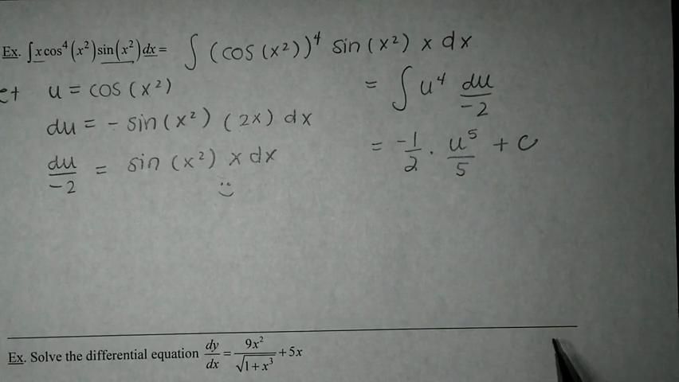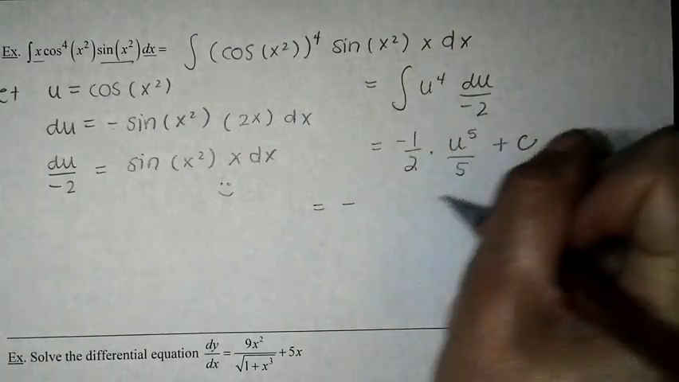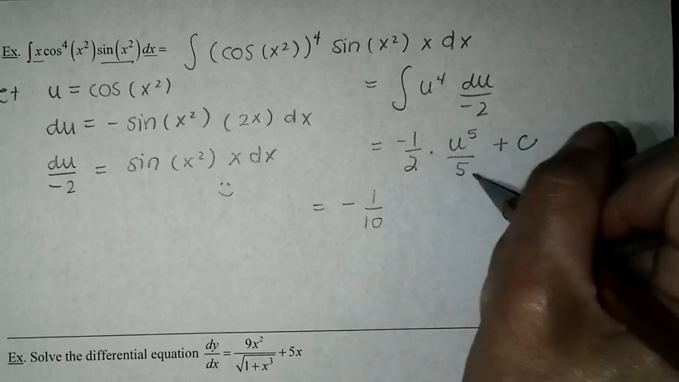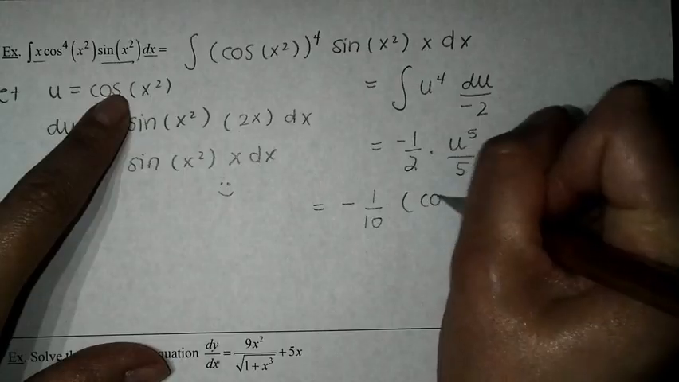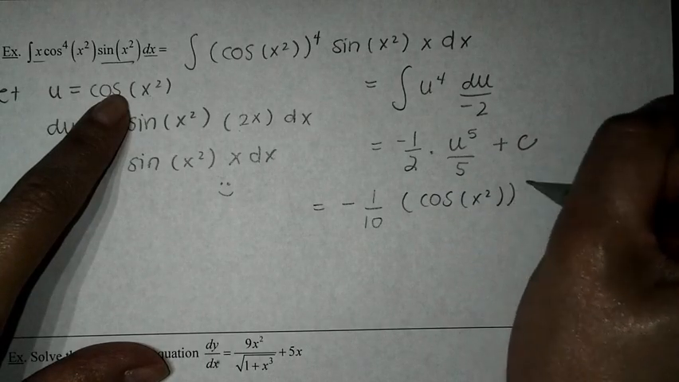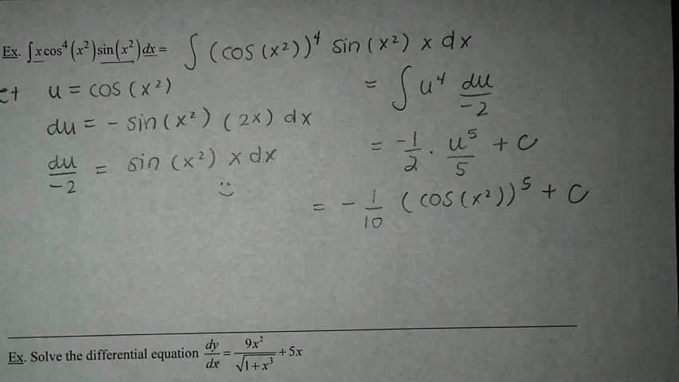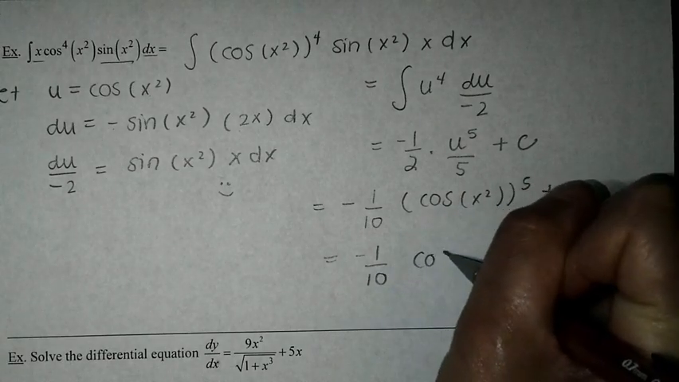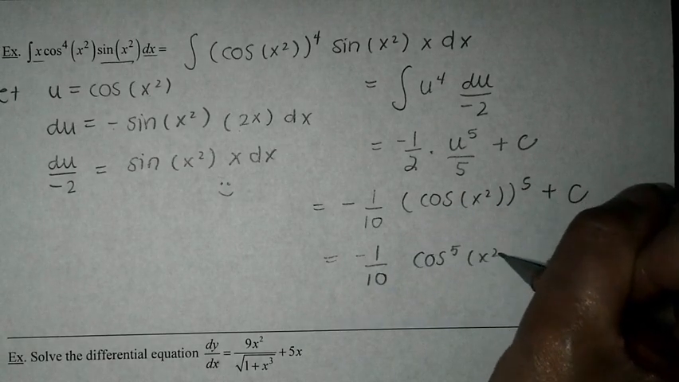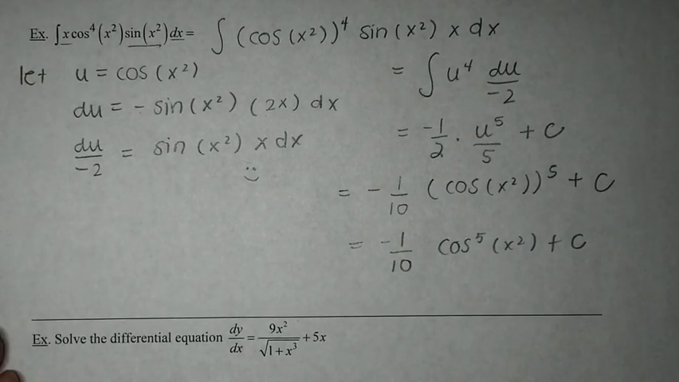Now what are we going to do? Go back to your x's, right? So negative, and this is going to be 1 over 10 because 2 times 5 is 10. And then your u, what was your u, is cosine of x squared, to the power of 5. Don't forget that power of 5 and plus c, and that's it. Isn't that beautiful? Can I rewrite it like this? Yes, of course you can. It's the same thing. It really doesn't matter. This or this, both are correct. Feel free to use either notation.